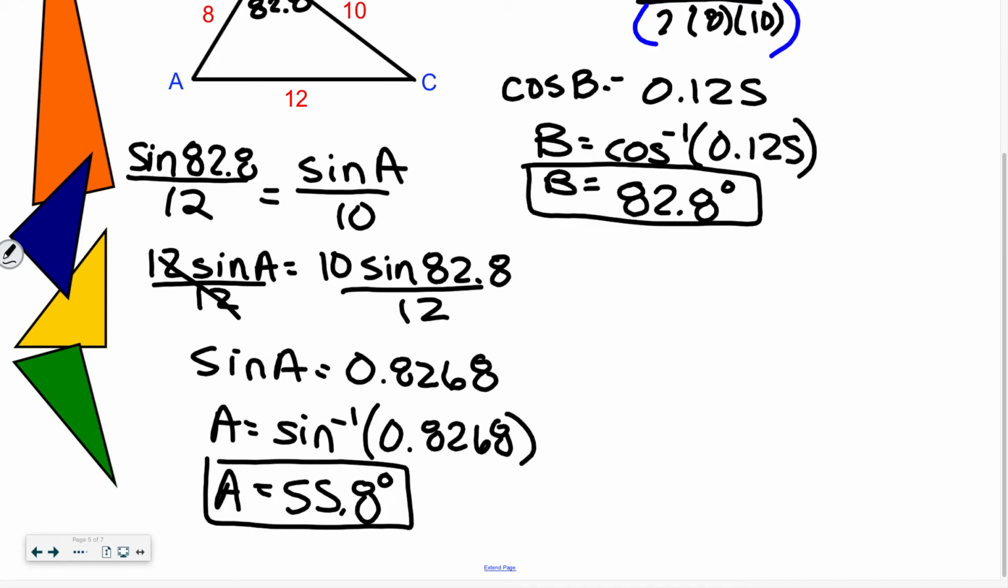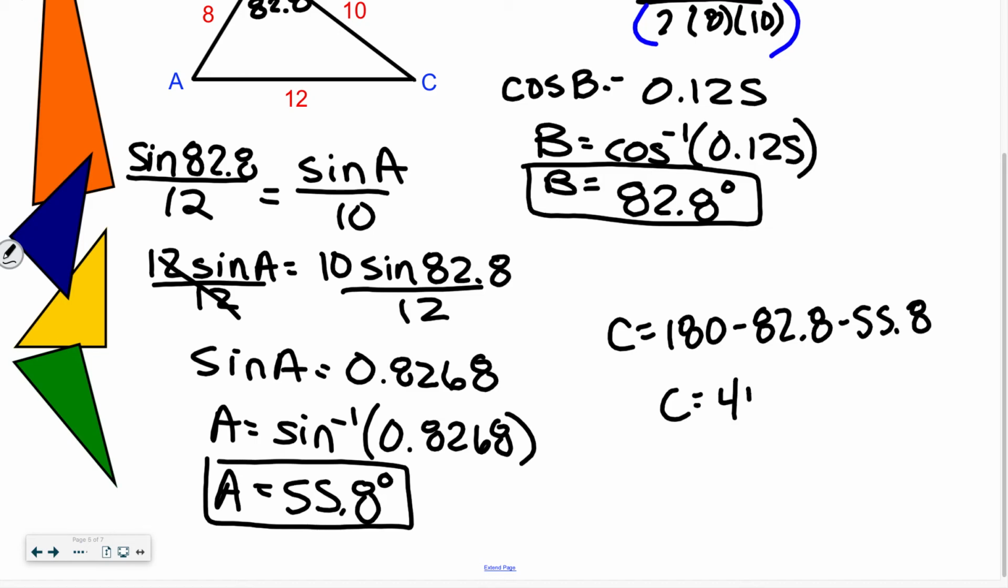Okay, and then finding C would be very simple, right? C equals 180 minus 82.8 minus 55.8. Okay, so I'm going to let you have the rest of the time to work on your homework, which is on the back side of your law of sines. Probably another 6 questions or so. Yes, 6 questions.